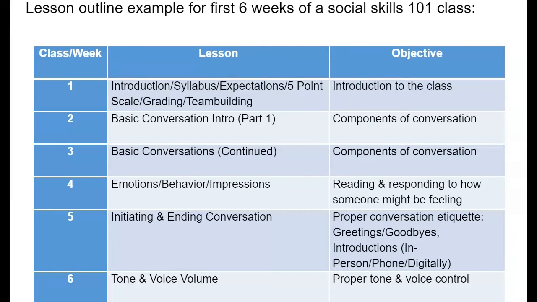Here is an example of a lesson outline for the first 6 weeks of a social skills 101 type class. It basically follows the curriculum set up for the 411 class. The first week, as in most classes, will have the standard introduction, syllabus, expectations. Really, though, it revolves around what the students in the class set up for expectations for themselves and what they would like to see in their peers and from their instructor. So it's a little more person-centered. And then we talk about the 5-point scale, lots about grading, and then we get to roll into some team building activities. So overall, an introduction to the class.